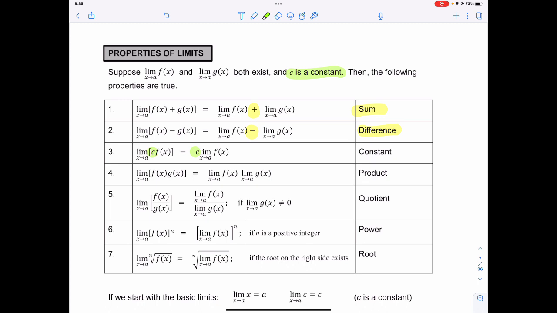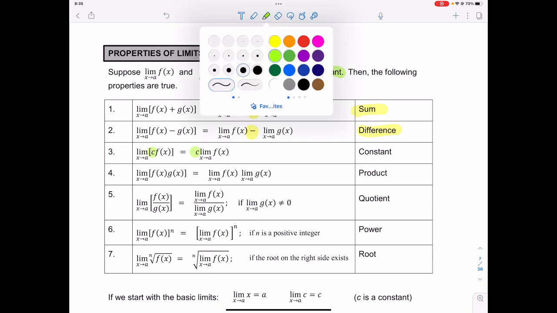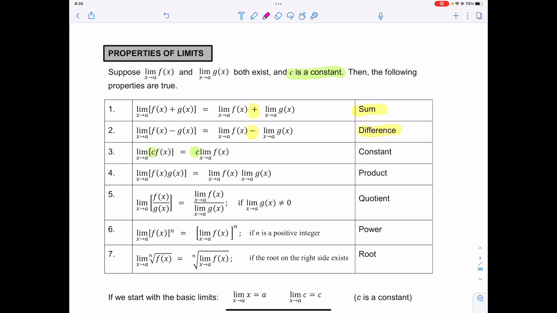If I'm looking at the products, the limit as x approaches a of f of x times g of x has to be the same as if I took the two limits and multiplied them together. The quotients would have to exist in the same way. The limit as x approaches a of the two functions divided by each other has to be the same as the limit of one function divided by the limit of the other function, remembering that the limit as x approaches a of g of x cannot equal 0.